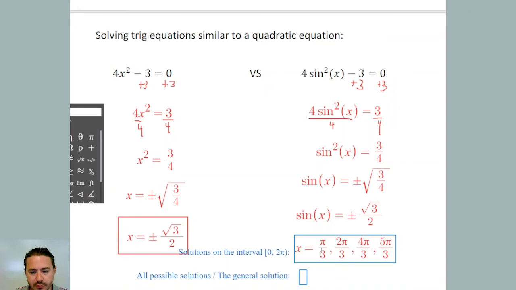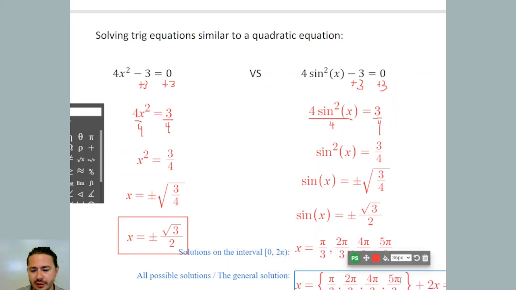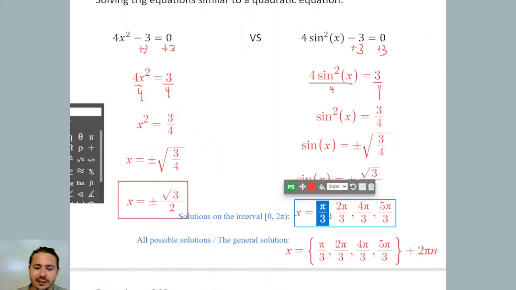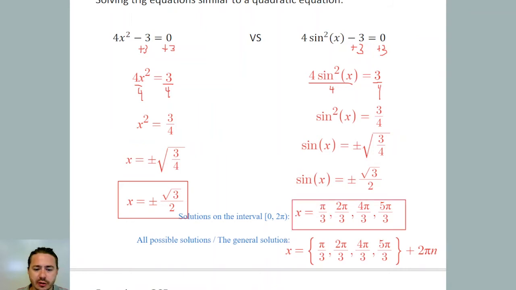Oh, didn't copy for me. You're still finding those angle measures going around the unit circle, but we are going to add 2 pi n to indicate that there are more solutions, whether they're positive or negative, that we can add an entire revolution to find another angle measure that has the same sine value. So depending on how the question's worded, your answer is either going to look like this or like this. And that's it for that one.